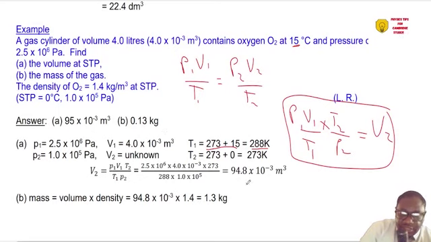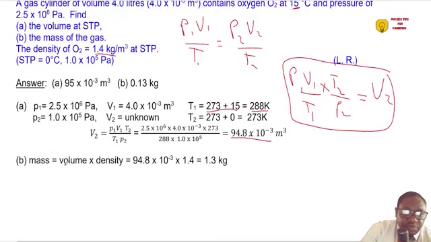So if you do the maths, you're going to get 94.8 times 10 to the power of minus 3 cubic meters. Then to get the mass, you're given the density as 1.4 kgs per cubic meter at STP. Using the formula density is equal to mass over volume, the mass will be volume times density, which will be that 1.3 kgs.